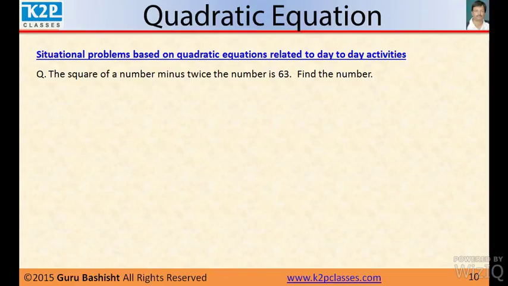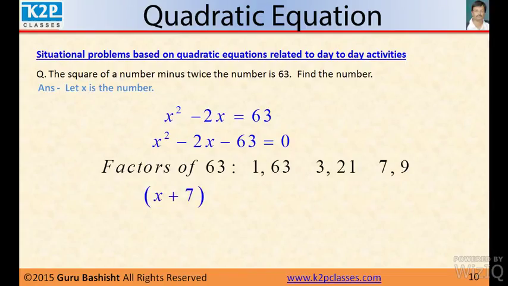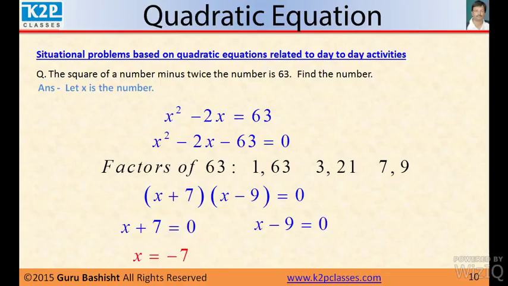The square of a number minus twice the number is 63. Find the number. Let the number be x, then x square minus 2x equal to 63. Take factorization of 63, so you can write this equation as x plus 7 into x minus 9 equal to 0, and that answer would be either x equal to minus 7 or x equal to 9.